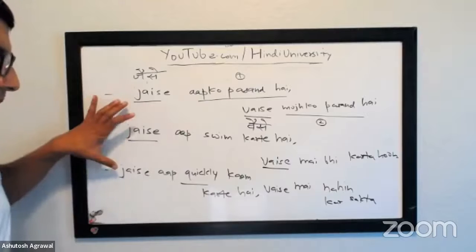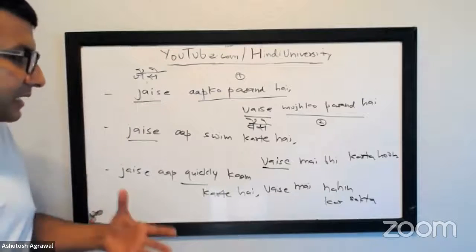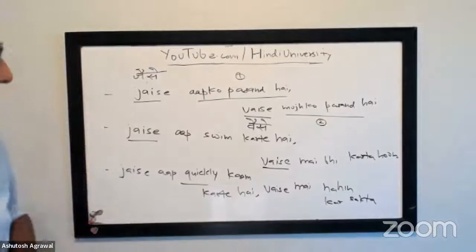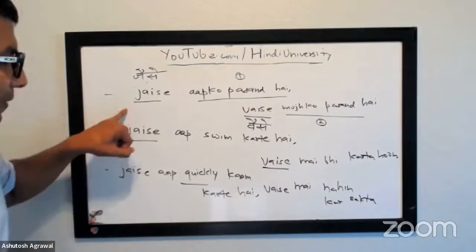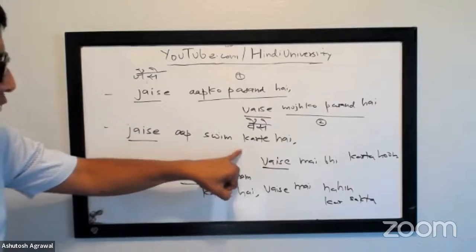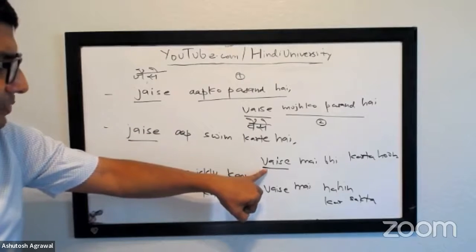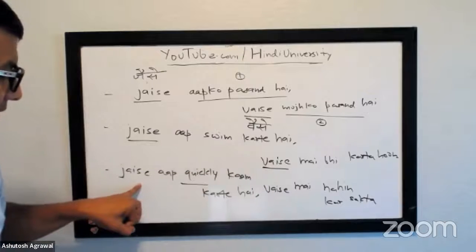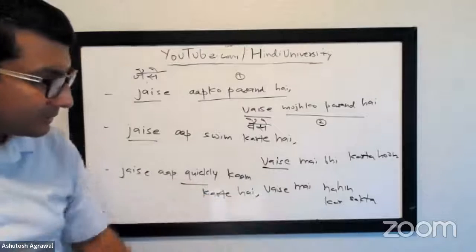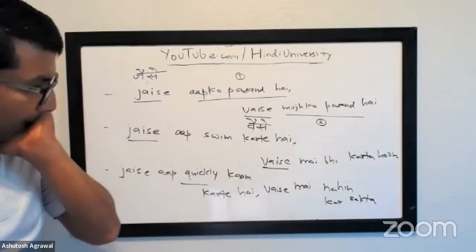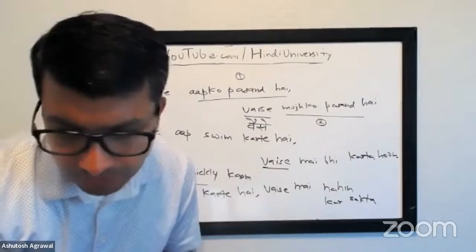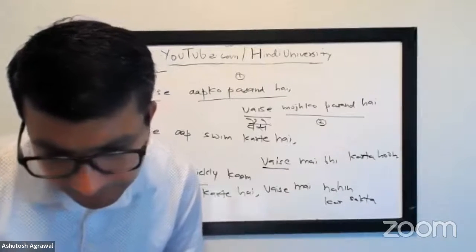Look at it one more time. The basic questions can easily come because we are doing a new topic, right? So let's read it one more time. जैसे आपको पसंद है वैसे मुझे पसंद है. जैसे आप स्विम करते हैं वैसे मैं भी स्विम करता हूँ. जैसे आप क्विकली काम करते हैं वैसे मैं नहीं कर सकता. Now we'll take questions because new topics so easily can come.